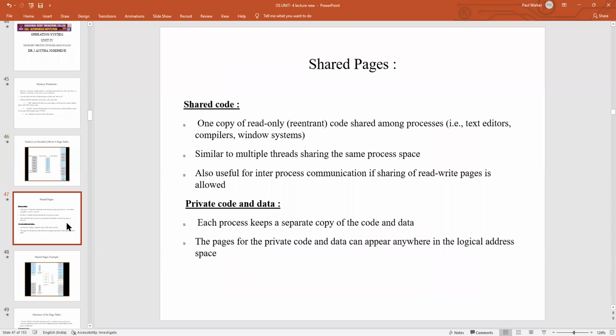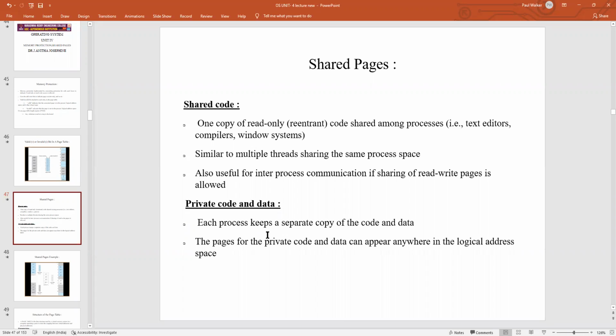The next concept is shared pages. Shared pages means we share code between different processes. One copy of a file in read-only mode can be shared among different processes. For example, we can share it in text editors, compilers, and Windows systems. Here inter-process communication takes place between the processes, and reading or writing of the pages is allowed in this type.